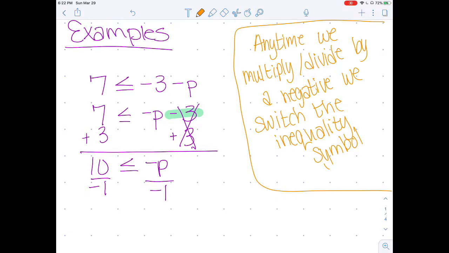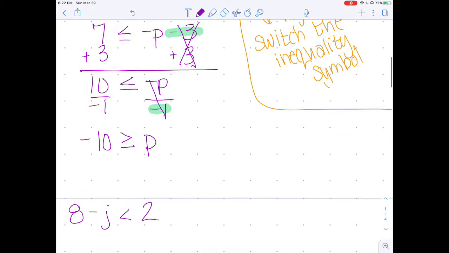Every time we multiply or divide by a negative number, like we're about to do right here, we have to switch the inequality symbol. So now 10 divided by negative 1 is negative 10. Instead of less than, it's greater than or equal to. And this cancels out, so it's p. So negative 10 is greater than or equal to p, which is also p is less than or equal to negative 10. This makes it a lot easier to graph if we put it with the letter on the left side. So now I can graph my solutions on a number line.